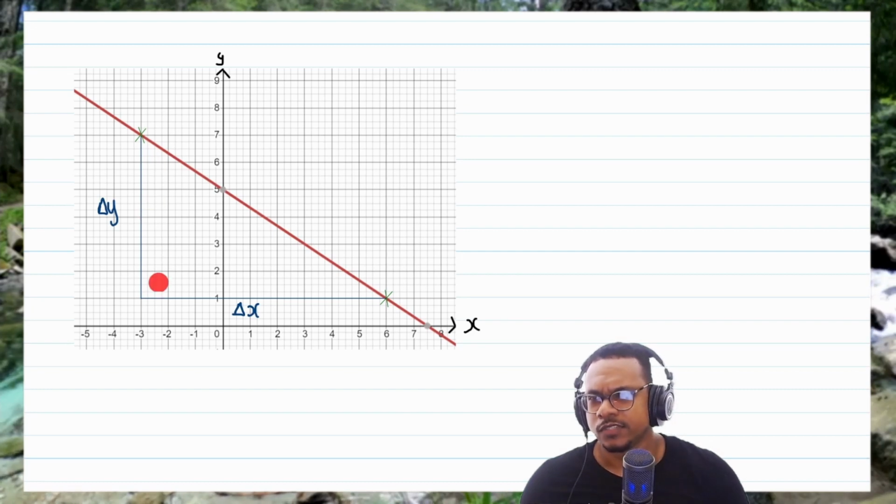So again, we can count the distance for the change in y, which would be 1, 2, 3, 4, 5, 6. So my change in y is equal to 6. And I can count my distance for my change in x. So I'll have 1, 2, 3, 4, 5, 6, 7, 8, 9. So my change in x would be 9.